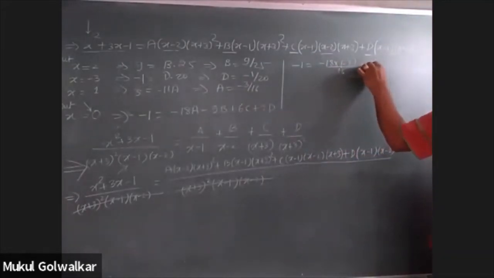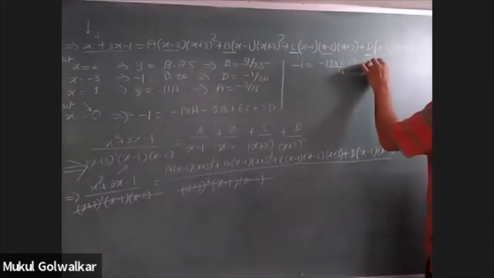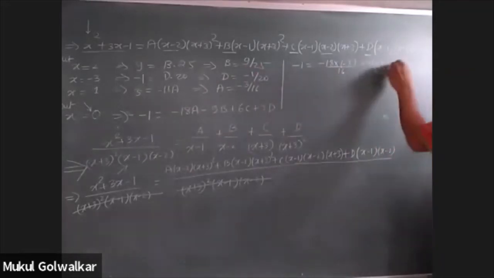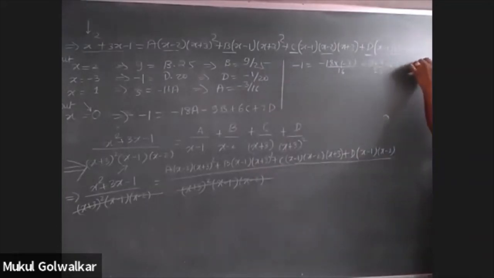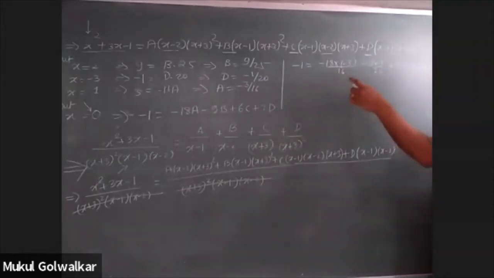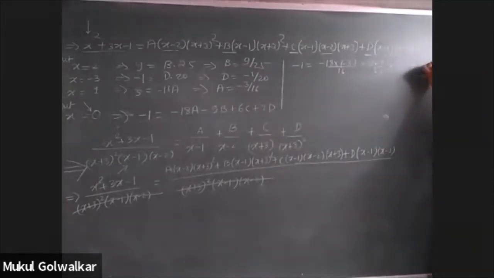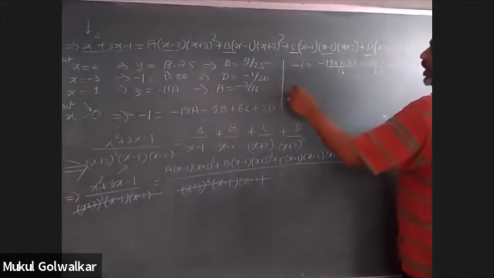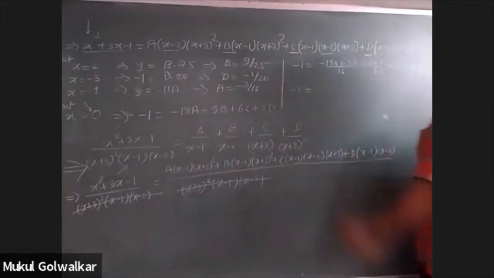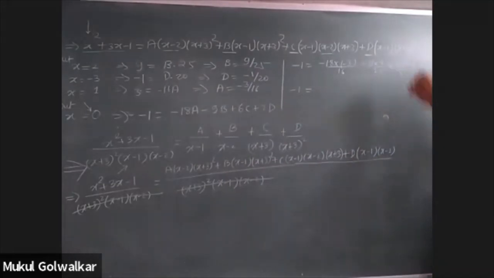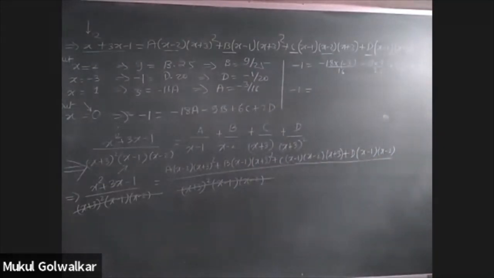Minus 9 into the value of b, which is 9 upon 25. And finally, plus 6c plus 2 times the value of d, d is equal to minus 1 upon 20. So we are required to take the LCM. And taking the LCM, what will be the LCM? 100? No, it cannot be 100.